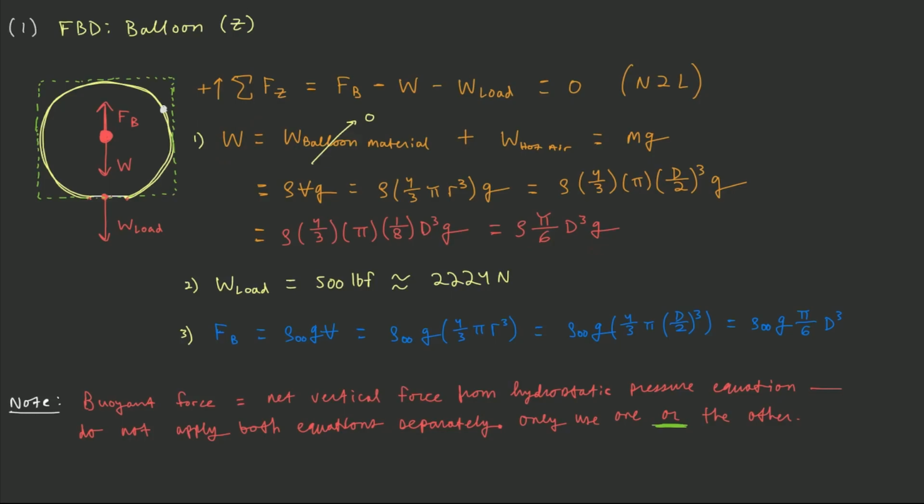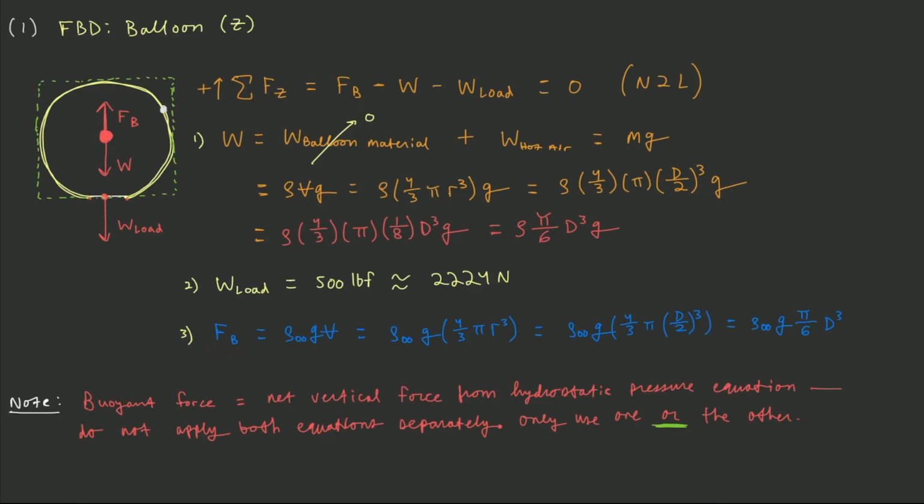The second term in our Newton's second law is this W_load term. That's just basically a given constant, which is the 500 pounds, and that's approximately equal to 2,224 newtons. The last term in our Newton's second law is our F_B, our force due to buoyancy, or buoyant force. And Archimedes' principle is what gives us this buoyant force. Archimedes' principle says that the buoyant force acting on a submerged three-dimensional object is equal to the weight of the displaced medium. So in this case, the displaced medium is air.